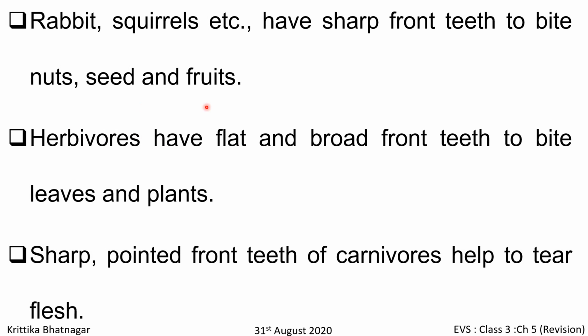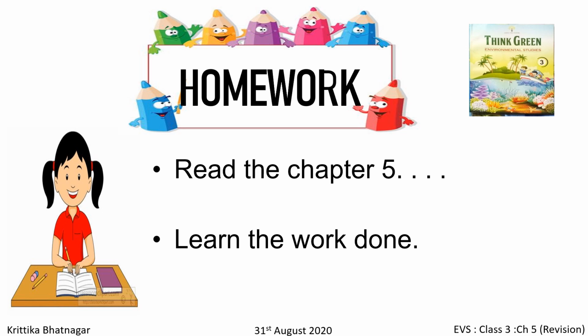Rabbits and squirrels have sharp front teeth to bite nuts, seeds and fruits. Herbivores have flat and broad front teeth to bite leaves and plants. Sharp, pointed front teeth of carnivores help to tear flesh.